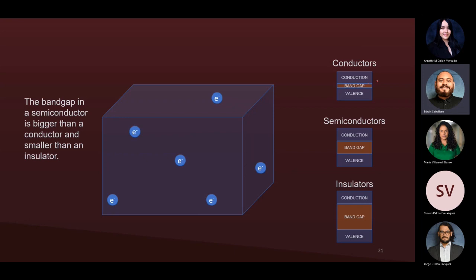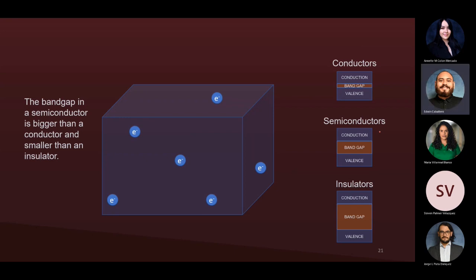For conductors, it's really small, and since it's really small, you need less energy for the electrons to go from the valence band to the conduction band and then have a flow of electricity. With the insulators, since they don't have a lot of electricity flow, that's what makes them insulators, the band gap is much, much bigger. And the semiconductor, since it's a middle child, is going to be bigger than the conductors, but smaller than the insulators.